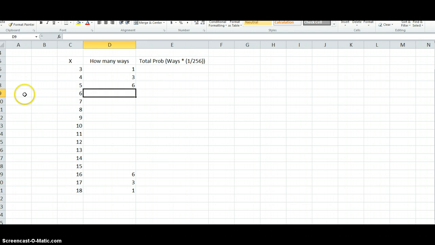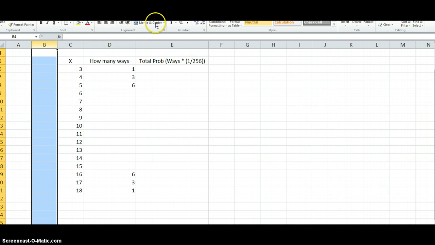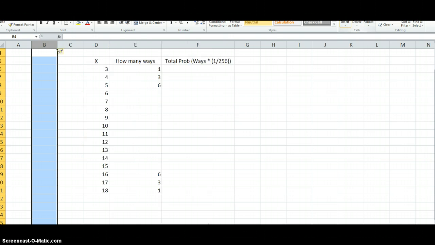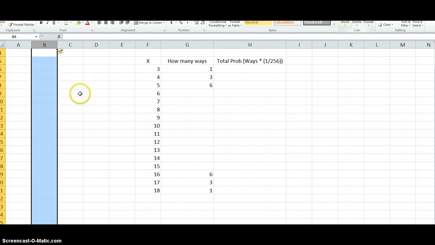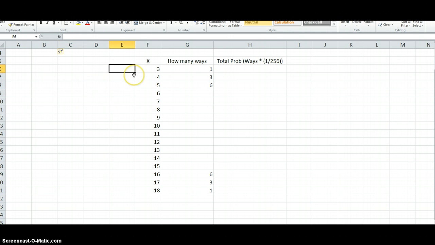So for 6, maybe I should have a way of listing out the different possibilities here. So again, this was 1 1 1. This could have been 1 1 2, or well, that was the only way. This could be 1 1 3 or 1 2 2.